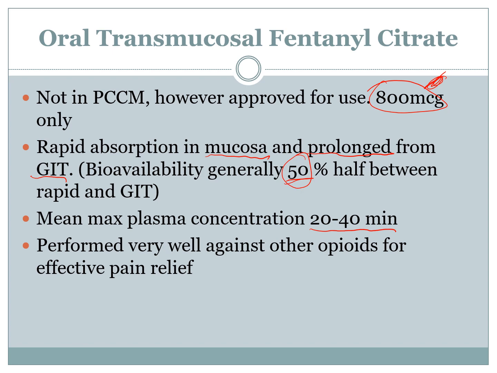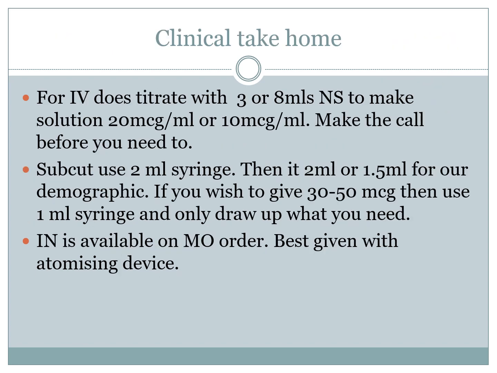Okay, finish up with a little bit of clinical take-home. We've talked a lot about clinical take-homes throughout, so we're just going to talk a little bit about how to mix the doses up. When you're looking at your IV dose, it's always best to titrate that with 3 or 8 mils of normal saline. This will make a solution of 20 micrograms per mil or 10 micrograms per mil. It doesn't really matter which one you use, you're still giving the same dose. The advantage of using 8 mils is you can easily give 10 to 20 mils. But if you're pushed for space and want to use a smaller syringe, a 5 ml syringe, then you can go to 20 micrograms per mil.